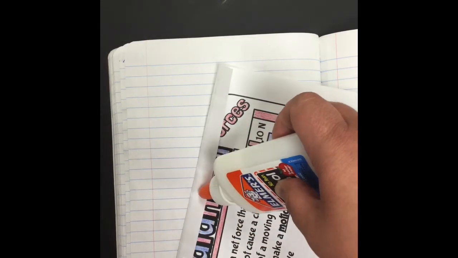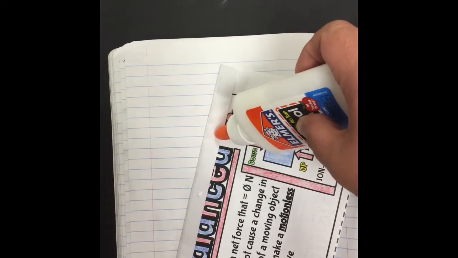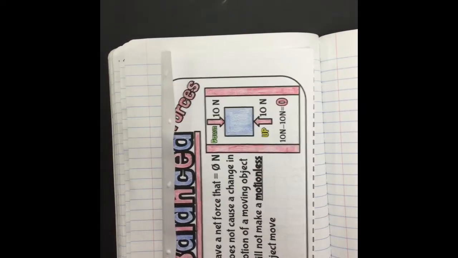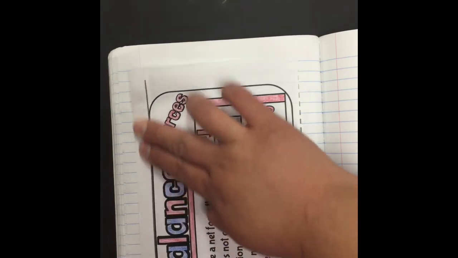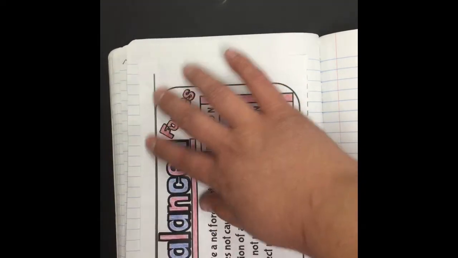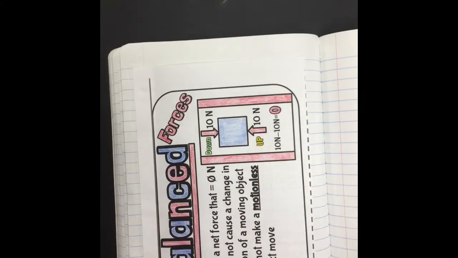Two, 3, 4, and 5. And then you just press that flap back down to glue it down. Now, if you're using glue stick, you can put glue stick across the top.